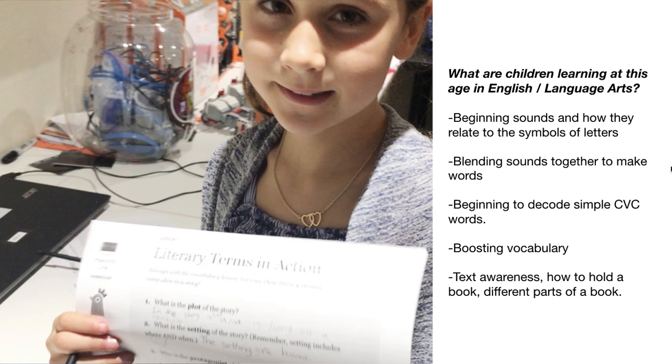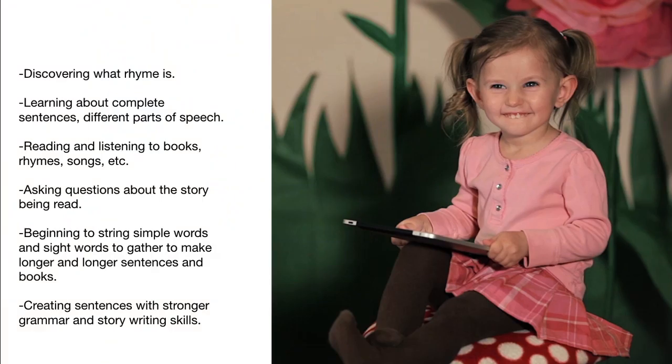During this time, we're also boosting vocabulary with the kids. We talk about text awareness, so how to hold a book, what's the title mean, who's the author, what do you think's going to happen in this book to the main character? All of these kind of conversations are happening within a classroom, and all these things are developing the young reader and writer. So after that, there's some more things that they learn.